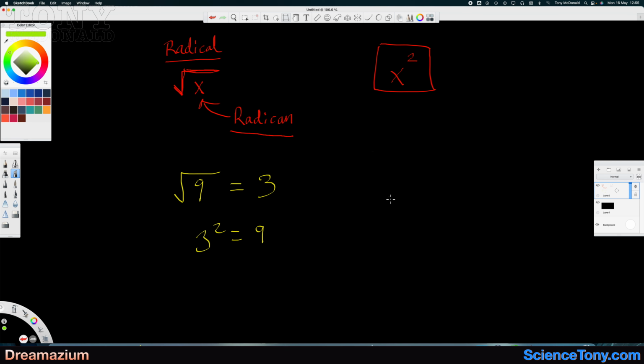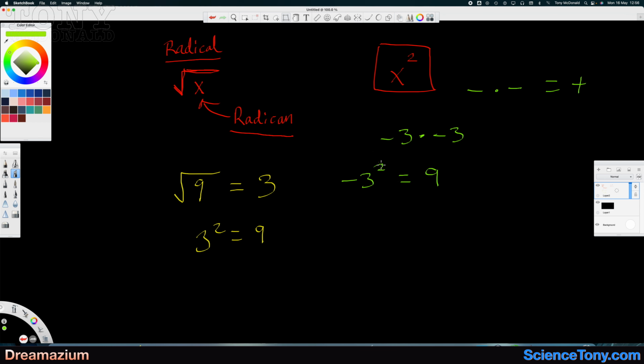I want to point out that we can do negatives as well. Let me explain the negatives. If I have negative 3 squared, that's negative 3 times negative 3. This little dot means times. That's going to equal positive 9, because a negative times a negative equals a positive every single time.